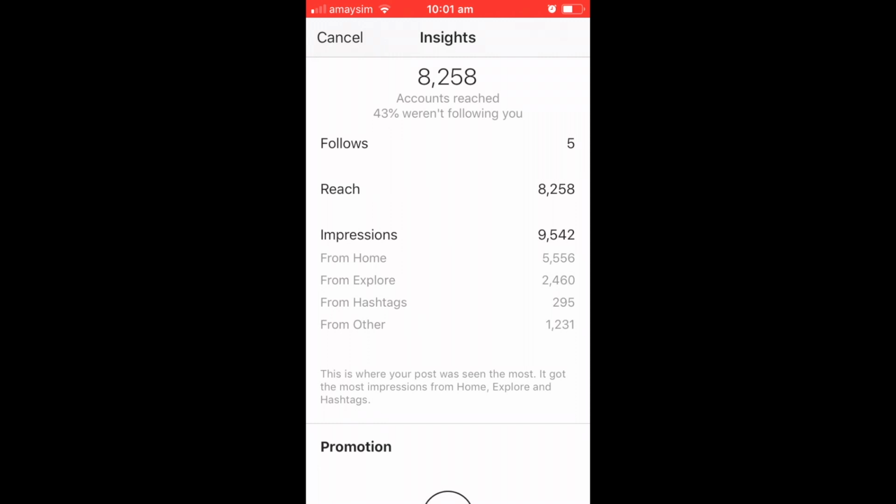Impressions is the number of times the post was seen. You'll notice that it's higher than the reach. Even though 8,000 people saw the post, some of them viewed it more than once, which is why that number is 9,500. That could have been the people who were saving it, or people coming back to it, scrolling through their feed multiple times, lots of different things.